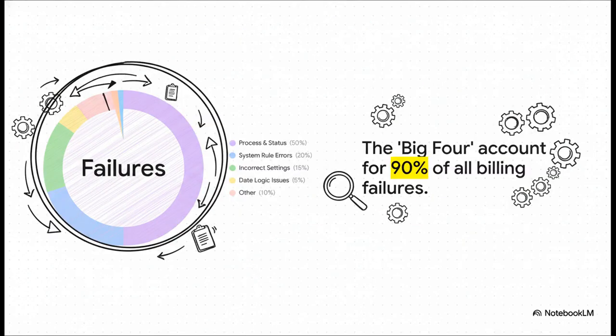And when we break down those cases, one category just towers above the rest. A full half of all problems are what you'd call simple process and status errors. These are by far the most frequent culprits, so that's exactly where we're going to look first.